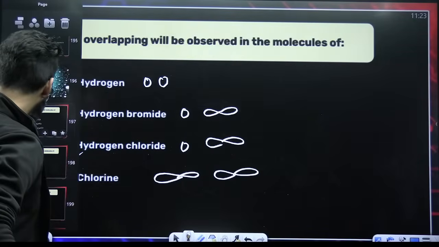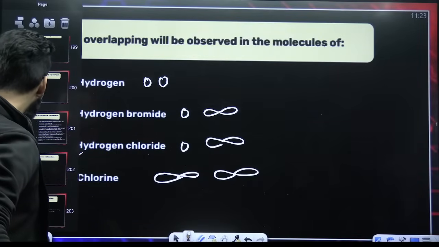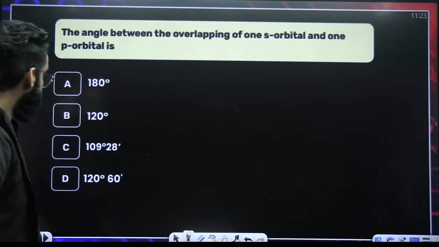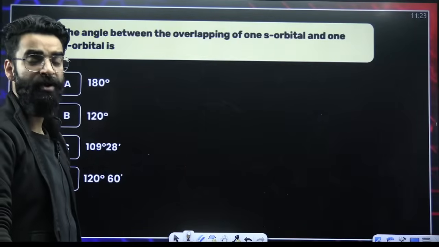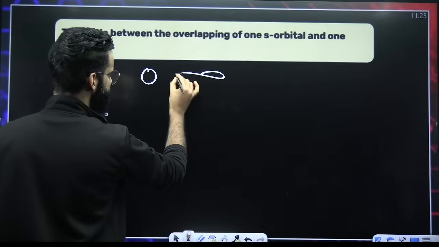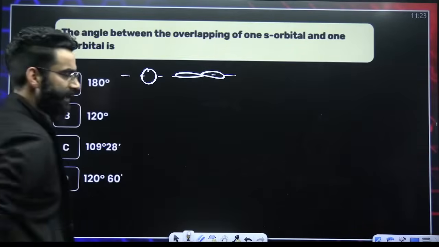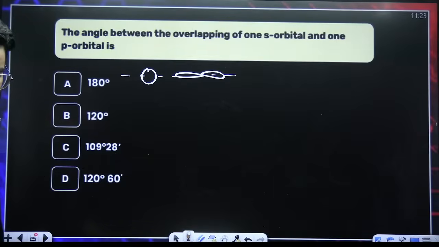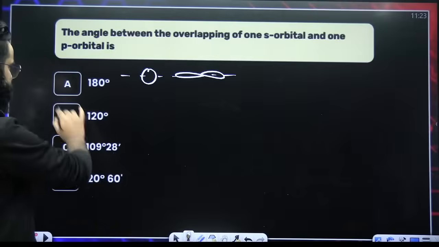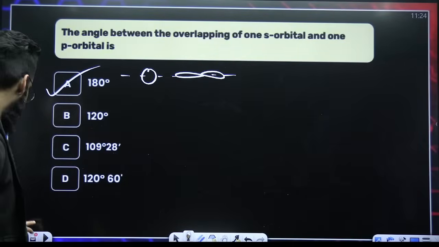I am moving ahead. The angle between the overlapping of 1s and 1p. If this is 1s and this is p, right? What is the angle of overlapping here? It is 180. Discussed in detail yesterday.